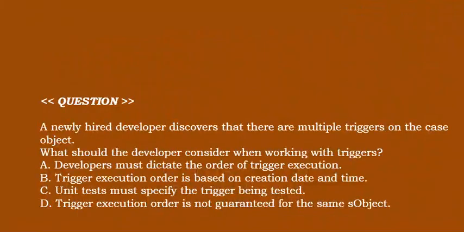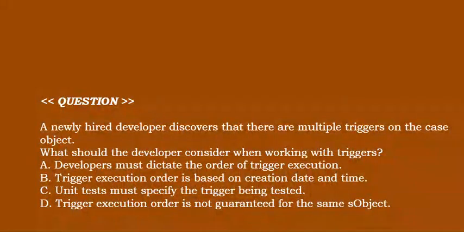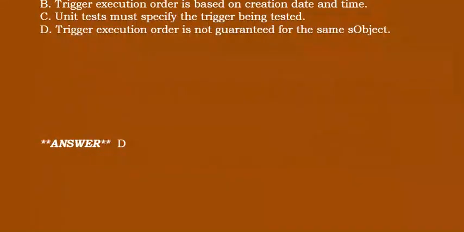Next question is, a newly hired developer discovers that there are multiple triggers on the Case object. What should the developer consider when working with triggers? Option A. Developers must dictate the order of trigger execution. Option B. Trigger execution order is based on creation date and time. Option C. Unit test must specify the trigger being tested. Option D. Trigger execution order is not guaranteed for the same sObject. Correct answer is option D.